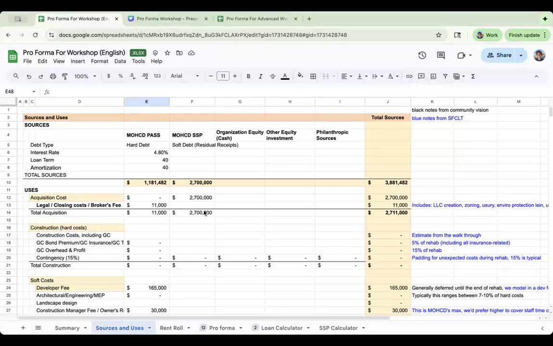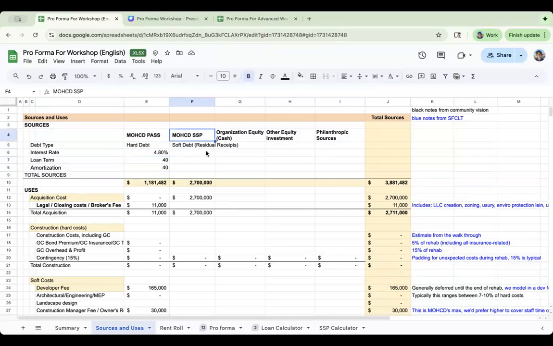So let's take a moment and jump over to our spreadsheet and talk through some of these sources and uses. This example will be shared for you to access if you would like. The way that I like to lay it out is up top, we've got our sources. I like to say, what is the debt type? This is the hard debt that the city of San Francisco gives to us. I want to put down what the interest rate is because it's relevant, and the loan term and the amortization period.